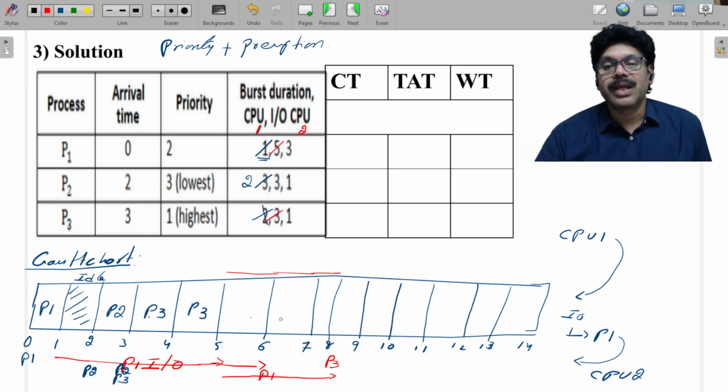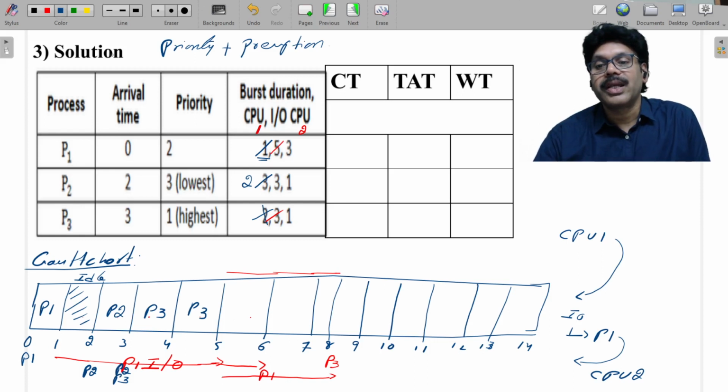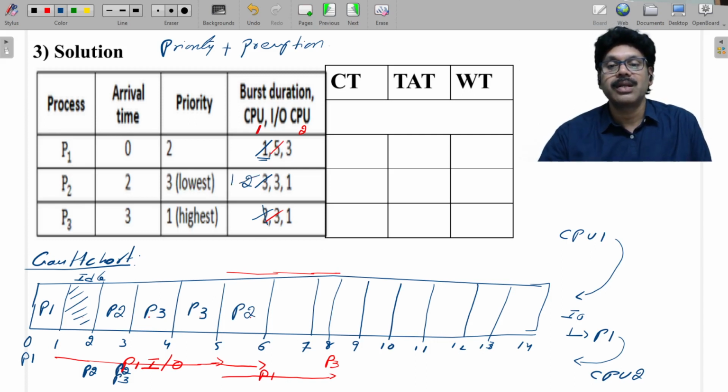Now during this time, P1 wakes up at 6, but from 5 to 6 there is an empty slot. I can give that slot to P2, because P2 is still in the waiting queue. So P2 is executed 1 more unit of time. The balance is 1. Now P2 is carried forward, but one more process also wakes up at 6: P1.